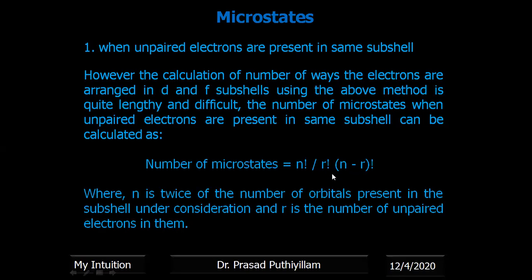Here n is twice the number of orbitals present in the subshell. Suppose it is a p subshell: p has 3 orbitals, therefore n is twice that number, so it becomes 6. And r is the number of unpaired electrons present in them. If only one electron is there, then only one unpaired electron is there. Like that, we need to find out what n as well as r are.